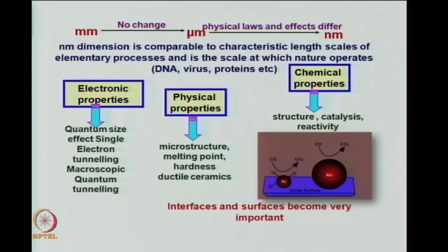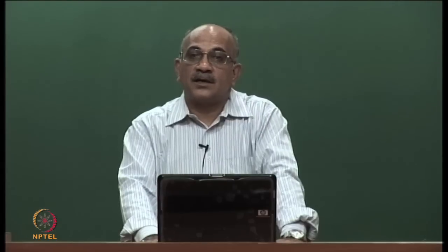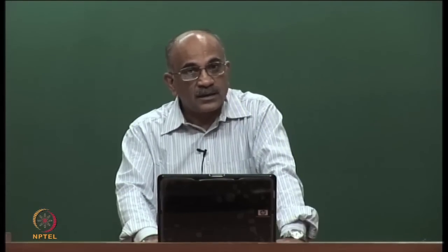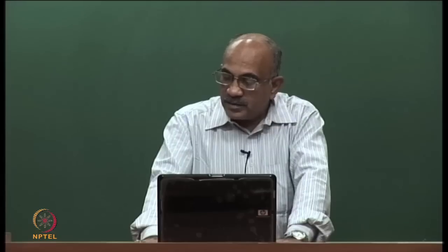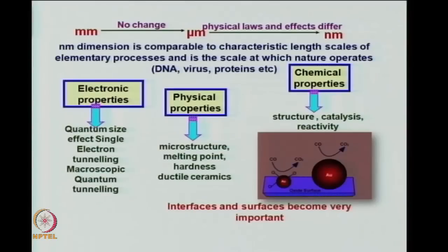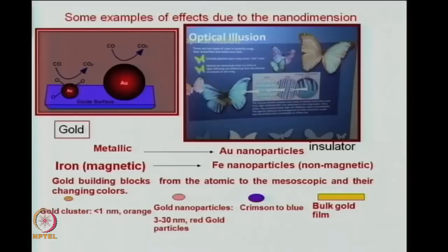Whereas the small particle of gold can oxidize carbon monoxide to carbon dioxide. So interfaces and surfaces become very important, and this is of course known for a long time in catalysis, though they were not called nanoparticles, but fine particles. But in the last 15 years, we now know that these properties are due to the nanomaterials, and now we say that the enhanced reactivity is due to the nanoparticle nature, which enhances the surfaces and hence the reactivity.